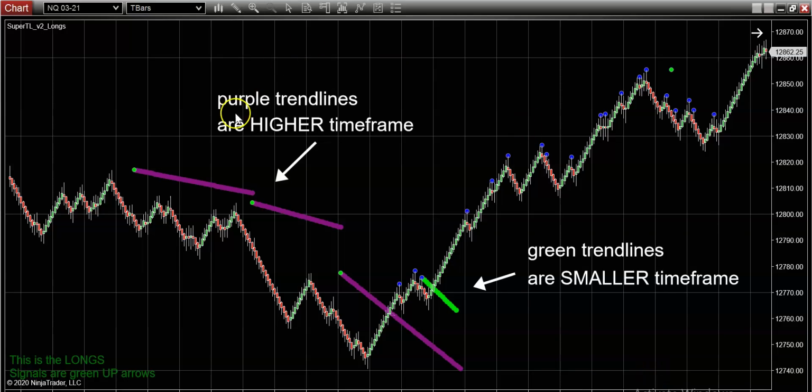Essentially, guys, the purple trend lines that you see here are your higher time frame trend lines. And that's also why it gives the illusion of the trend lines kind of floating around in space, right? These trend lines are in fact being pulled from an external source, which is simply a higher time frame.